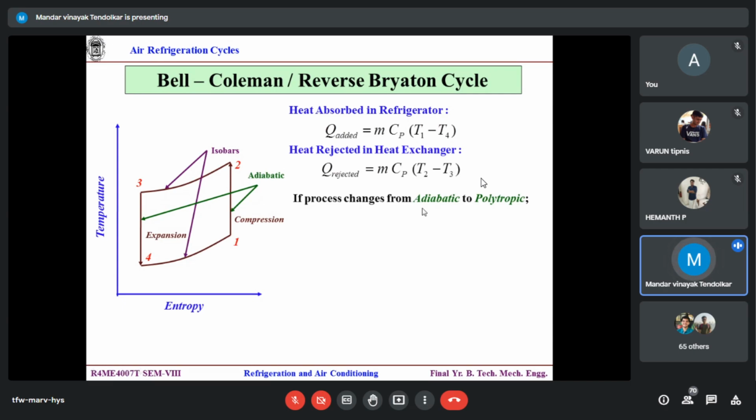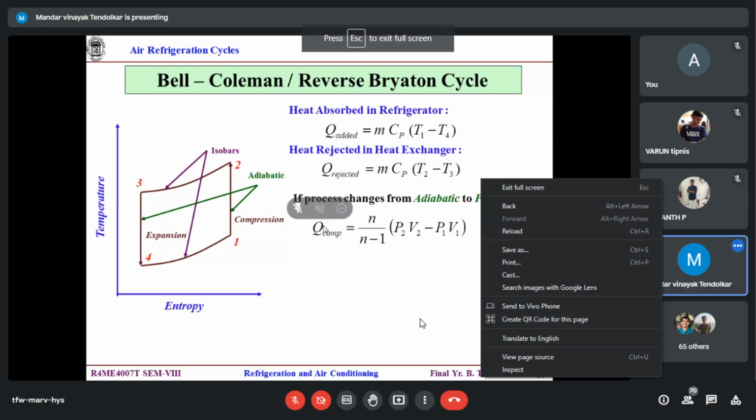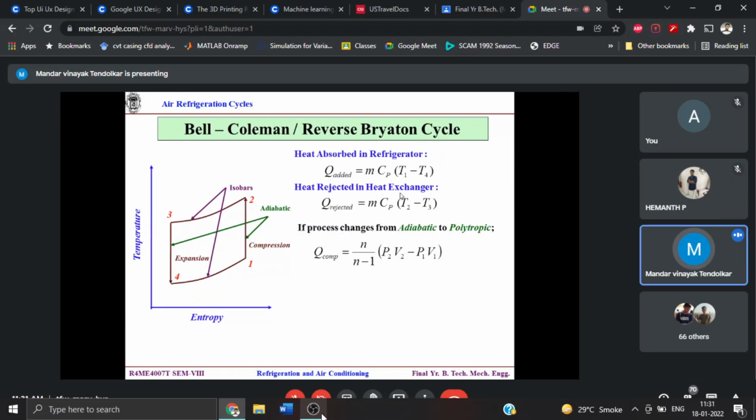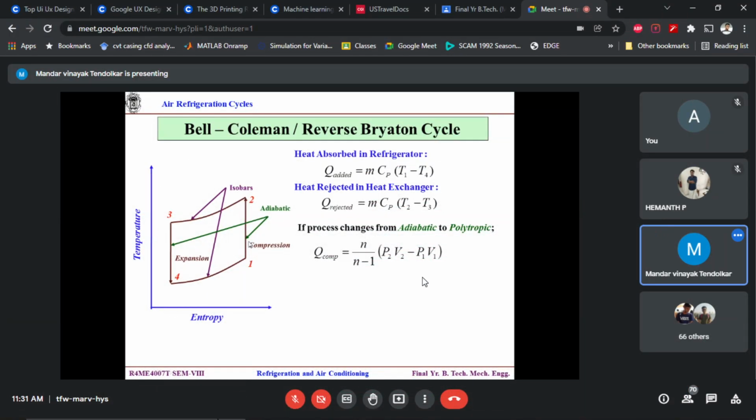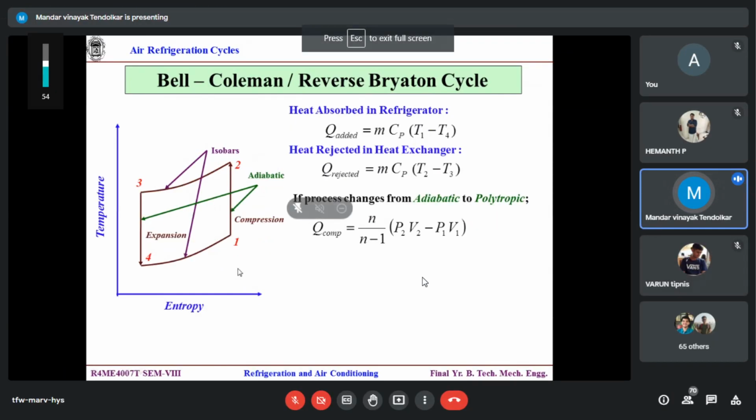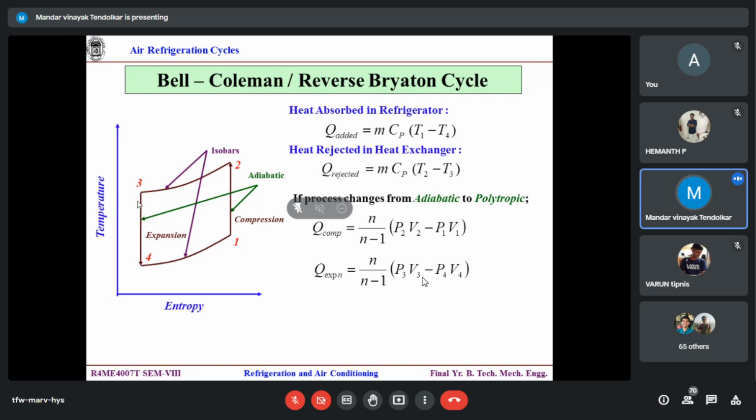Okay. Now if I change the process, let's say you are not able to execute the adiabatic process, and if I have to execute a polytropic process, compelled, then instead of gamma, it would be n upon n minus 1. Correct? So P2 V2 minus P1 V1, whatever is the n value, naturally greater than 1. P2 V2 minus P1 V1, that is my compressor work. And the same is the logic for the expansion. So P3 V3 minus P4 V4. Do you agree?